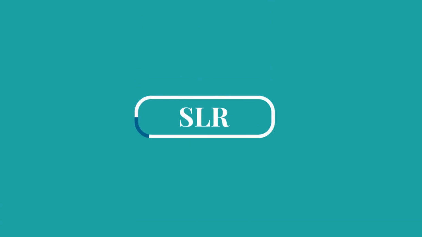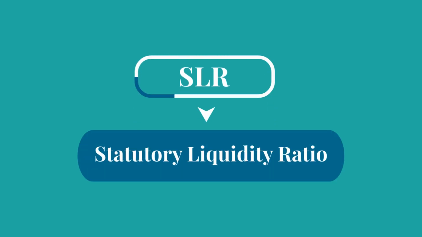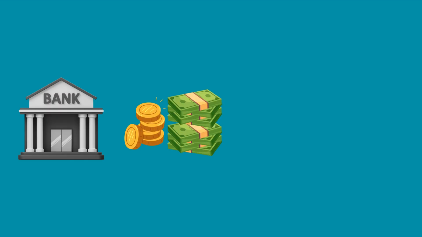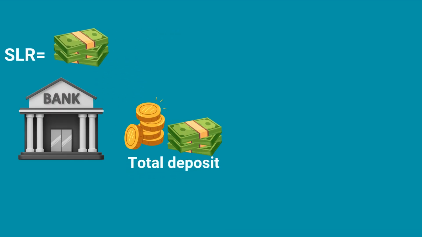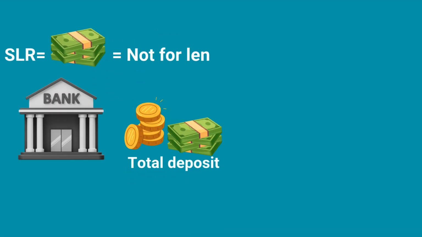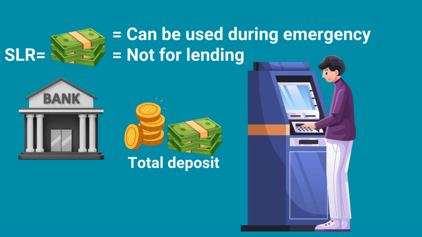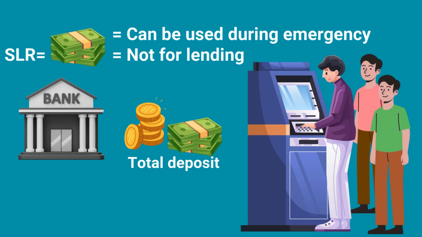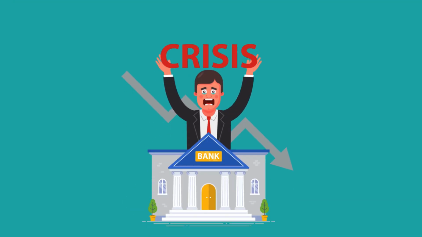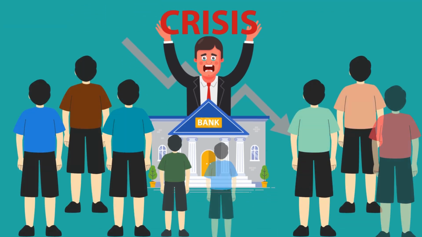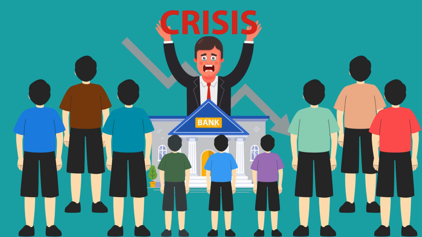The fourth is SLR, which stands for Statutory Liquidity Ratio. It is the minimum percentage of deposits that a bank has to maintain in the form of cash, gold or other securities with itself. This is crucial during an emergency when there might be a sudden increase in customer withdrawals. A real-world event was the Yes Bank crisis in March 2020, which led to a significant increase in customer withdrawals.